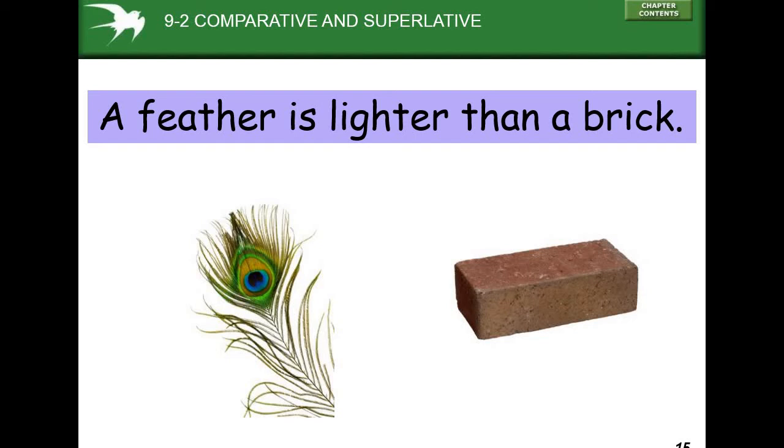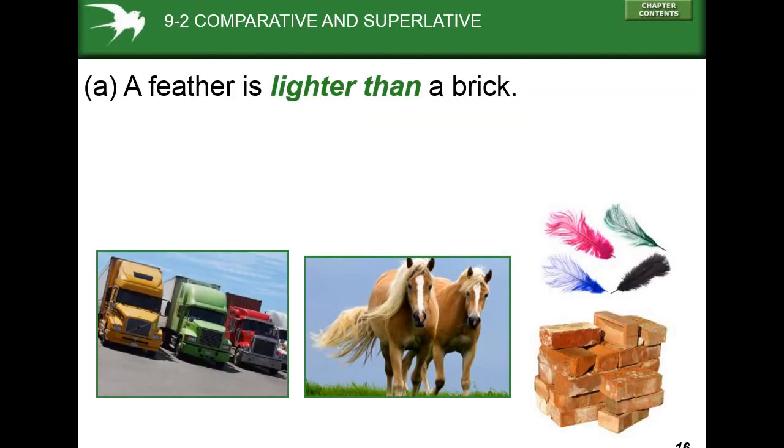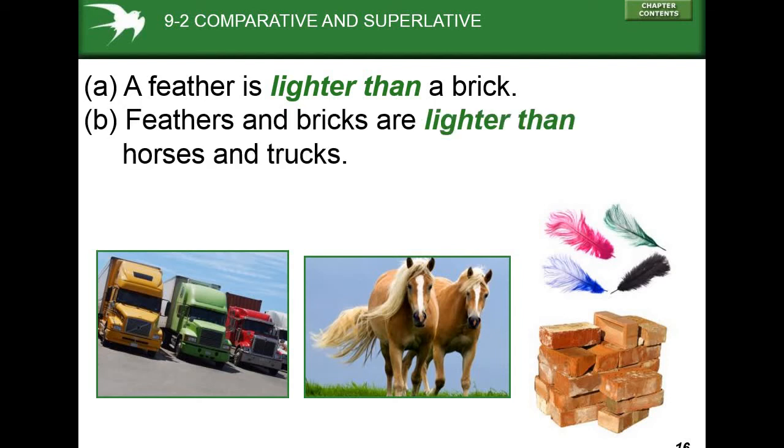So two nouns are being compared. By which word can we say that? Lighter than. A feather is lighter than a brick. So here lighter than is known as comparative degree. Now you see here, we have different pictures on your screen. What are there? Trucks, horses, bricks, and some feathers. Feathers and bricks are lighter than horses and trucks.